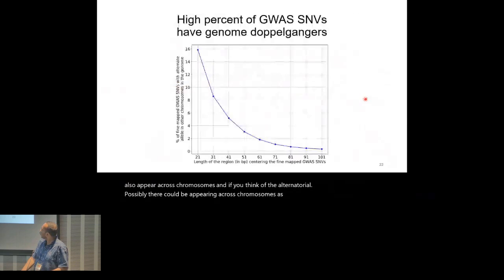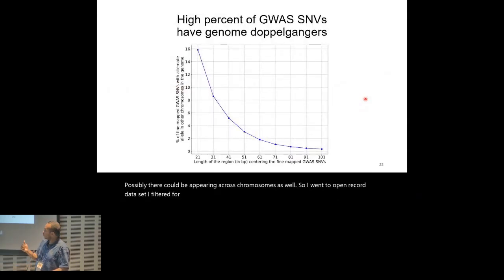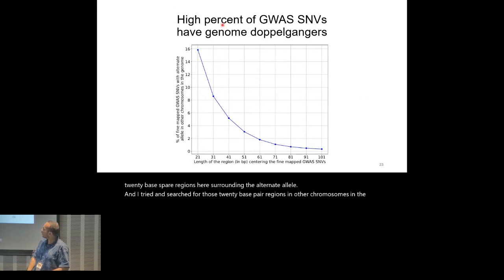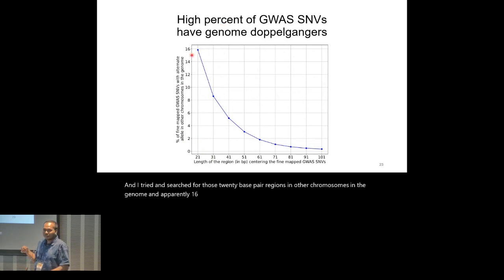So I went to the Open Targets dataset. I filtered for high confidence SNPs based on the PIP score. And what I did, I took 20 base pair regions surrounding the alternate allele, and I searched for those 20 base pair regions in other chromosomes in the genome. And apparently 60% of them appear somewhere else. If you look for 40 base pair regions surrounding the alternate allele, 6% appear somewhere else.